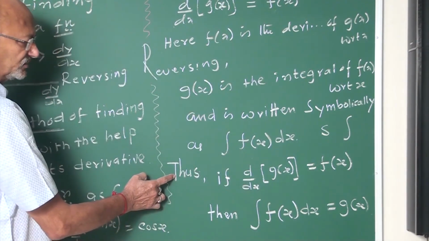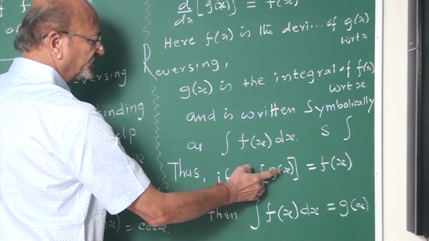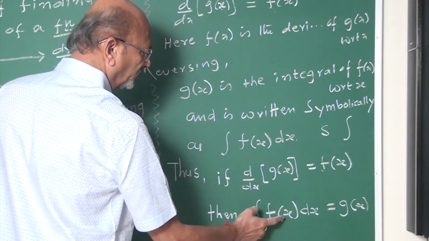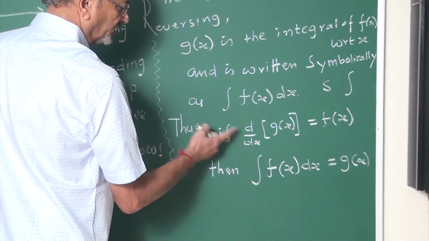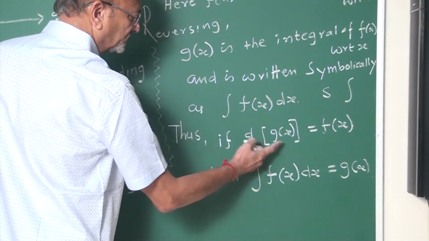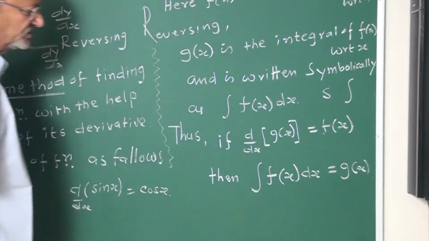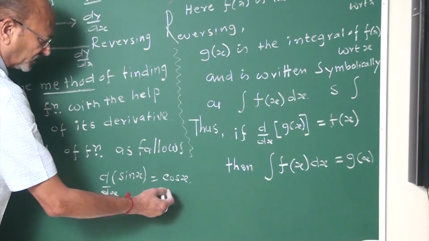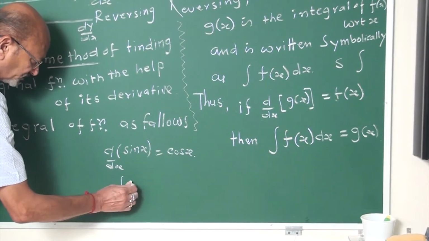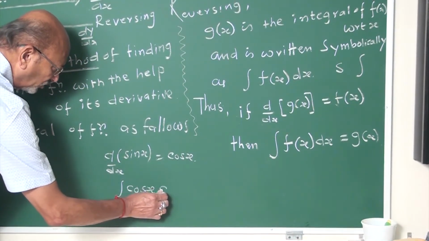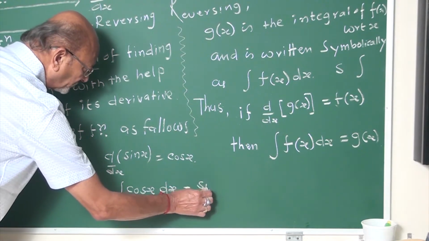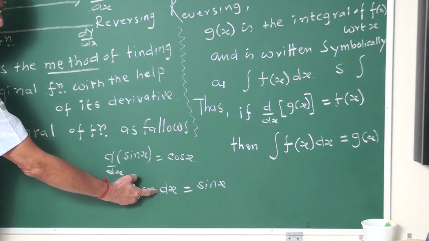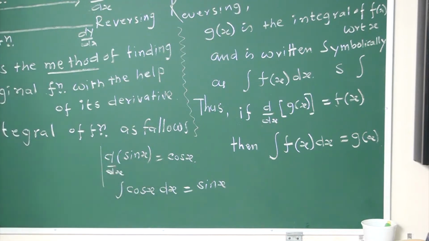Therefore, my friends, thus, if d by dx of g(x) is f(x), then the integral of this RHS means what? f(x), written here symbolically. The integral of the RHS with respect to x is this bracket. What is that bracket? g(x). Same thing here, my friends. d by dx of sin x is cos x. Reversing, the integral of cos x with respect to x is sin x. This is the process.